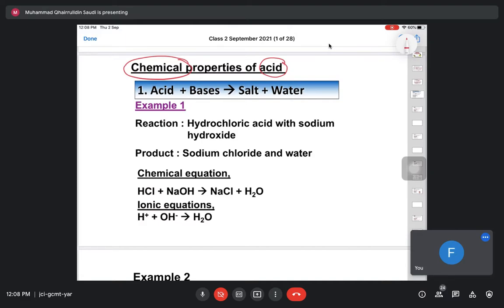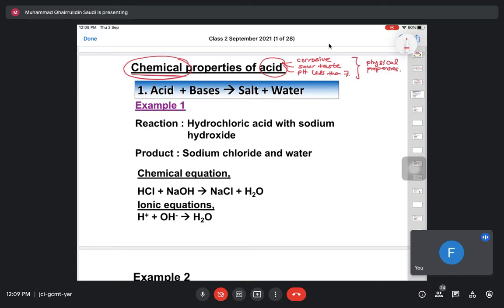Hello? Okay, corrosive. Lagi? Okay, sour taste. Lagi? pH less than 7. Okay, pH less than 7. Okay, this is basically the properties that you have learned about acid, right? Cuma, this is all the physical properties. Physical properties of acid. Okay, today we are going to learn about chemical properties of acid.